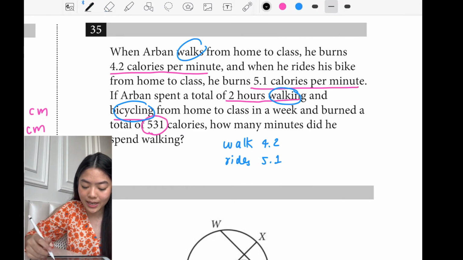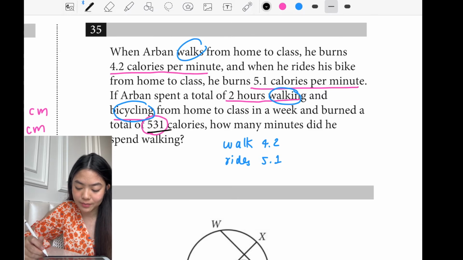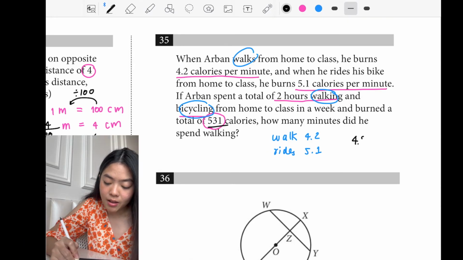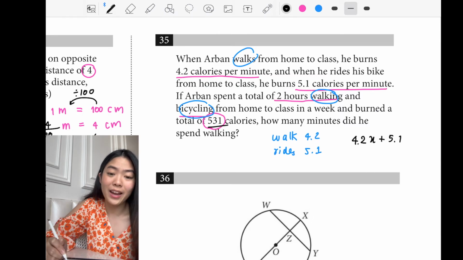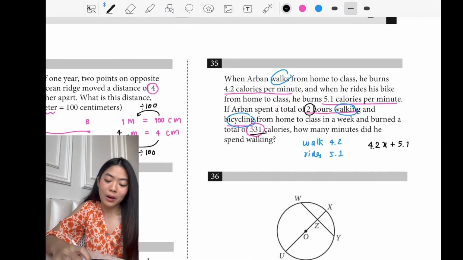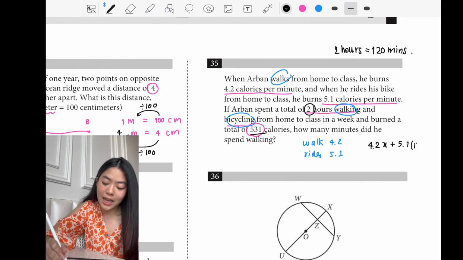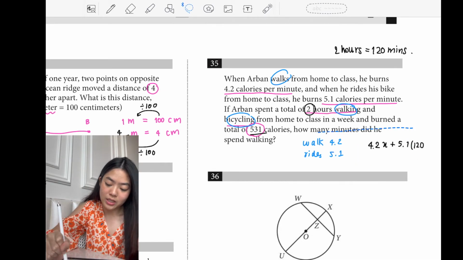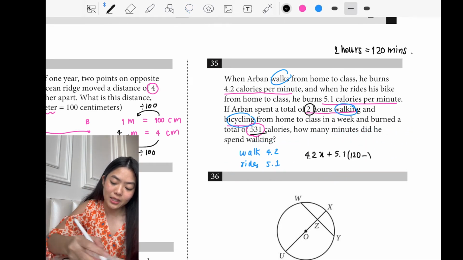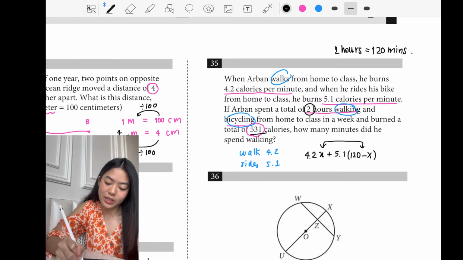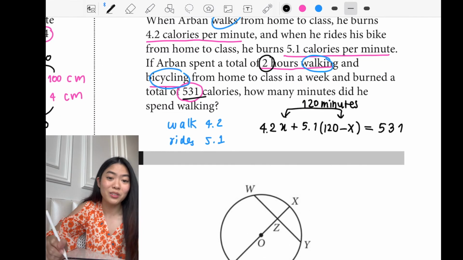So in 2 hours, the total will be 531. We can construct 4.2x plus 5.1, and then we know the total is 2 hours. 2 hours is equal to 120 minutes. So one is x and the other one would be 120 minutes subtract x, because we know the total here is 120 minutes. Then it equals 531, and then we can solve the equation.